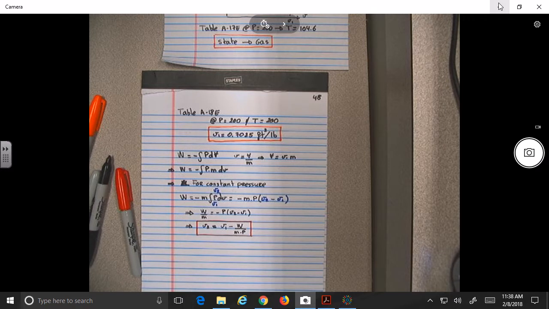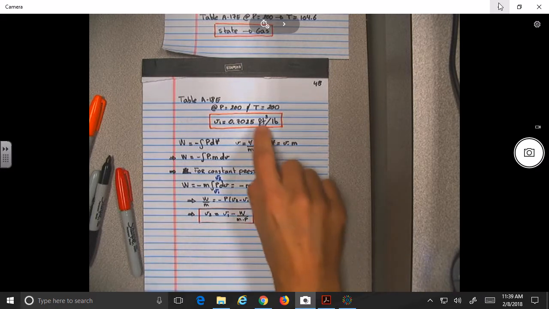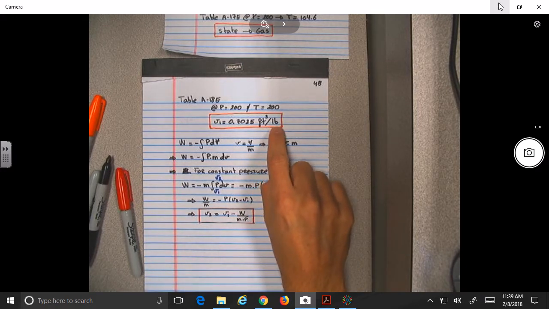Okay, so here, all right, let's look a bit at the units. So V1 is given in what? Cubic feet per lb, all right?